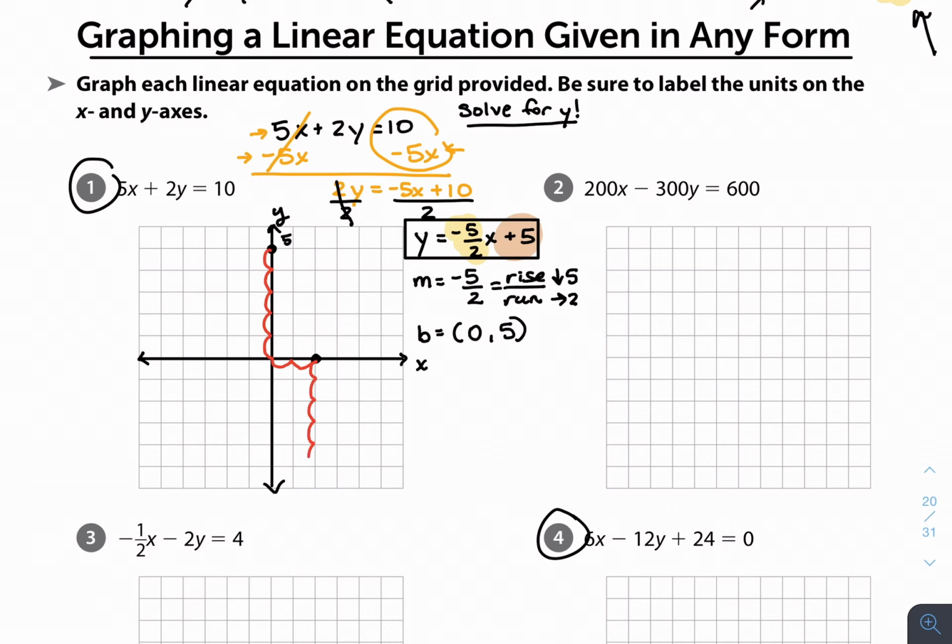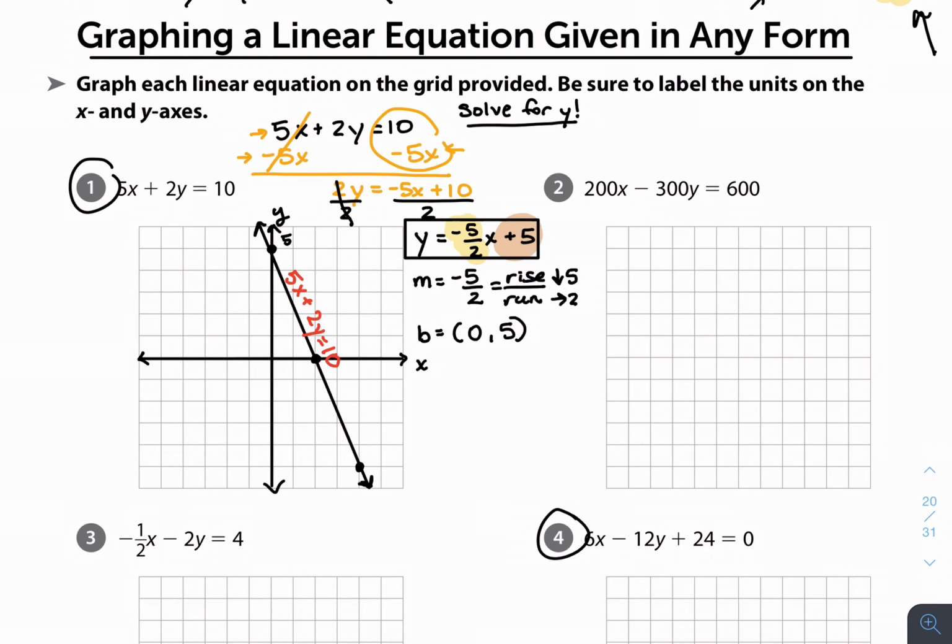1, 2, 3, 4, 5 down, 1, 2 to the right, and I plot my next point. And then I take my ruler and try my best to connect all the points. Bam. And I write the original equation on the line. And I'm done.